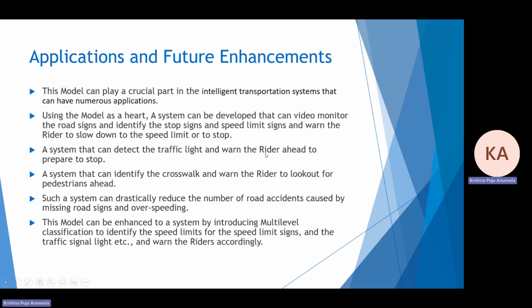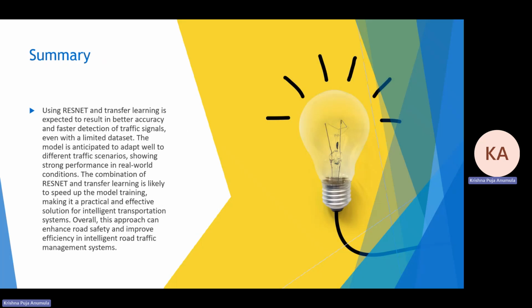Now, applications and future enhancements. In the current phase, we have developed the model to do classification at only one level. In future, we are planning to identify the speed limit on the speed limit signs and the color of the traffic signal light, whether it's red, yellow, or green, and we can warn the riders accordingly. So this is the future plan for our application.